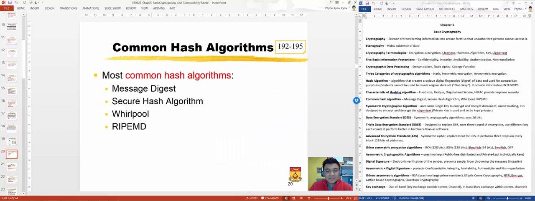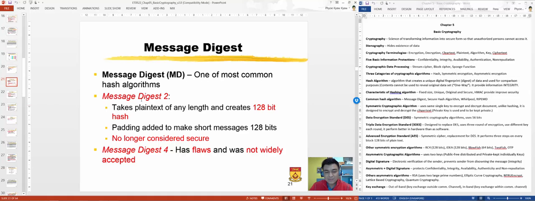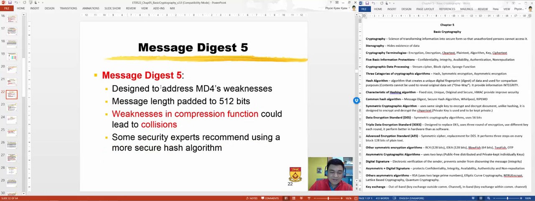Okay, next, there are a few common hash algorithms: message digest, secure hash algorithm, which some call SHA, Whirlpool and RIPEMD. Message digest has been quite popular for a few decades. It uses 128 bits of hash. To get this 128 bits of hash, the system has to add padding into a short message to form 128 bits. Now MD2, or message digest 2, is no longer secure. So people came up with MD4, but it still has flaws and is not widely accepted. So MD5 is currently available and still popular.